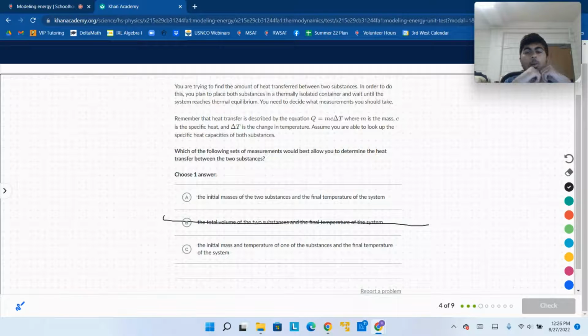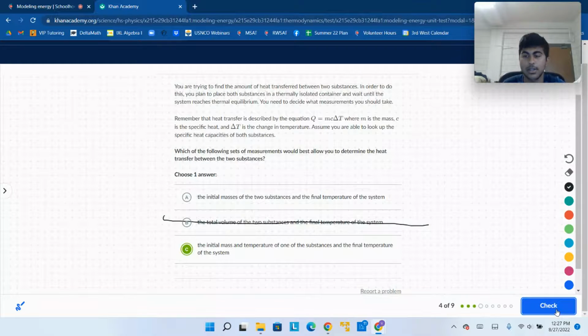Let's look at what information we get from each of these. From A, you'd have two masses and a final temperature, but you couldn't find a change in temperature because you wouldn't know where you started. So that's kind of questionable. And C, the initial mass and temperature of one of the substances and the final temperature of the system, you would know the change in temperature for that one mass. You know the specific heat capacity and the mass of that. With mass, specific heat capacity, and change in temperature, you could find the heat transfer. It's going to be the same both ways, just one's going to be positive, one's going to be negative. So that would help you find the heat transfer with just that information. So that's our answer. Let's keep going.